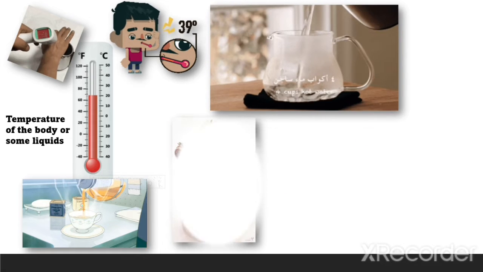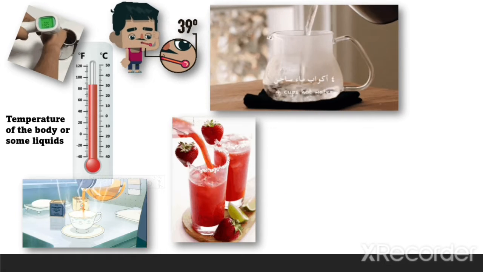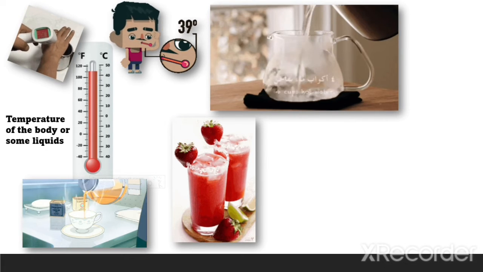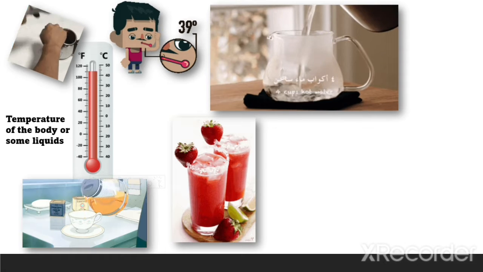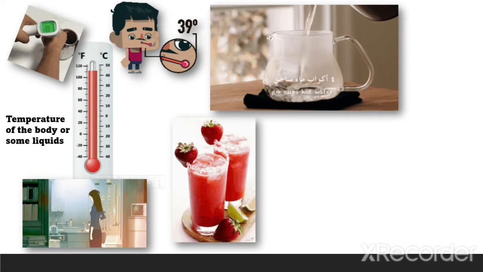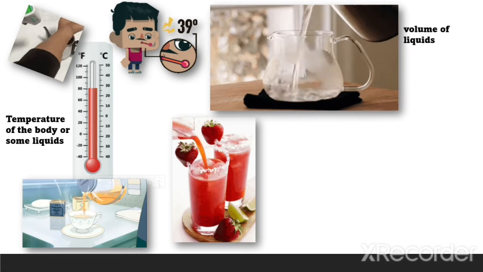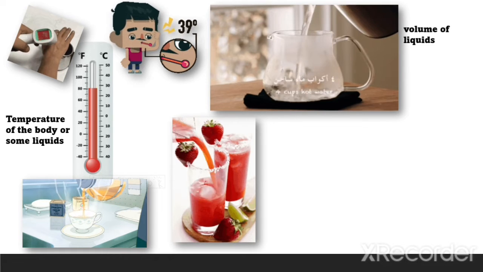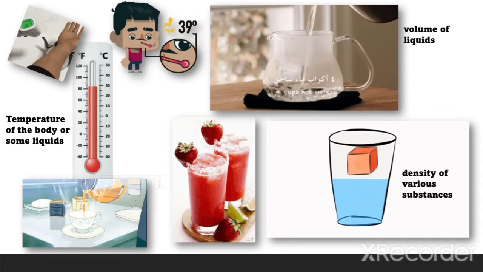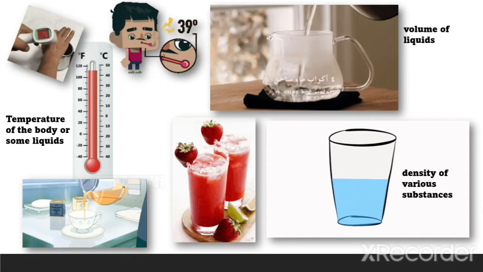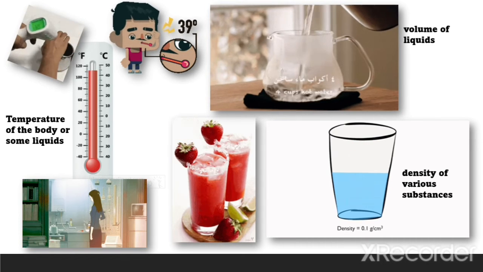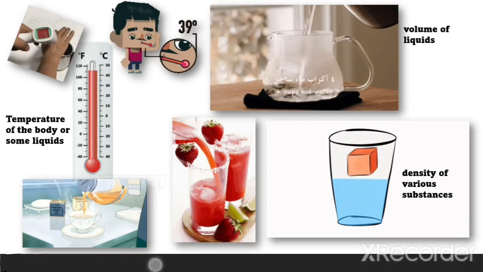We measure the volume of liquid substances. We boil maybe 2 or 3 cups of water. We take a glass of juice every day. Maybe we buy a 1 or 2 liter cold drink bottle from the market. In that case, we are actually measuring the volume of that liquid substance. We also measure the density of substances, which defines whether the object will float or sink in a liquid substance. All these are different quantities we use to measure in our daily life.